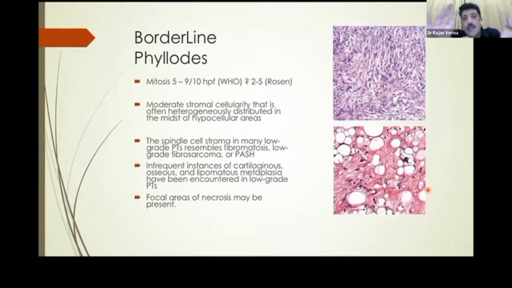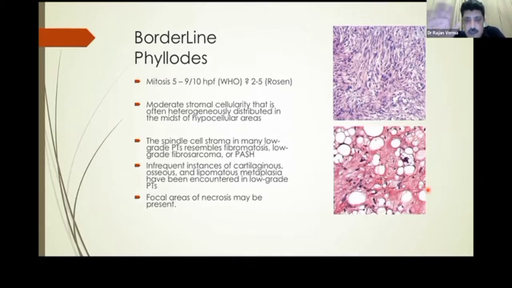Now, we come to another category, which is borderline phyllodes. It remains in between. It is again a difficult diagnosis, and there is a lot of subjectivity. The WHO says a mitosis of 5 to 9 per 10 high power fields should be put in borderline phyllodes. There is a lot of discrepancy as per the author Rosen. He puts it as 2 to 5, but we'll settle with WHO because that is the criteria being followed globally.